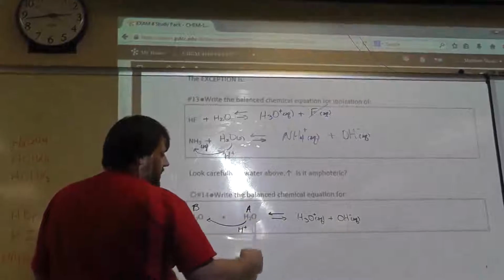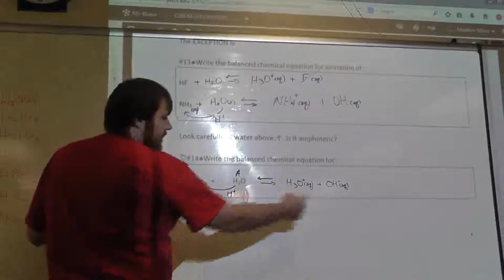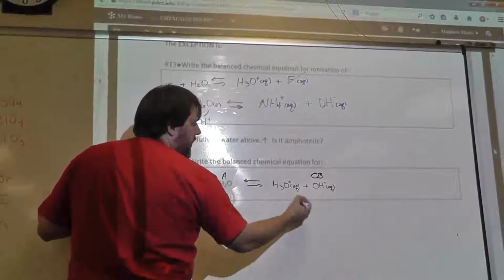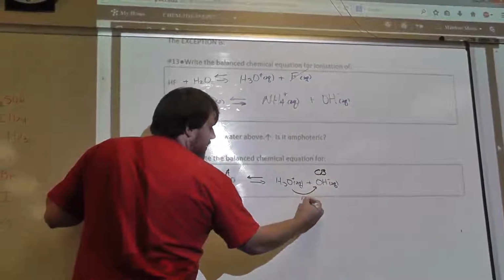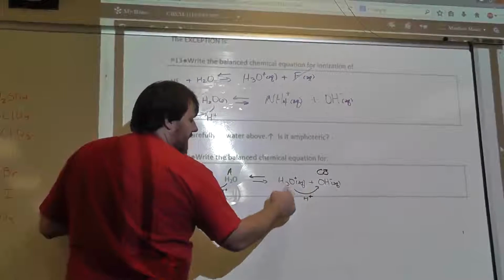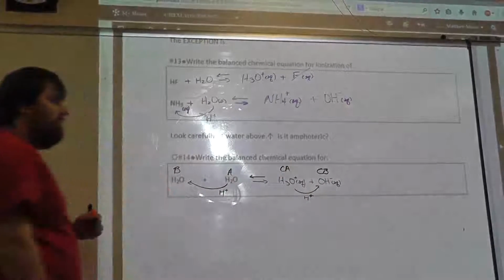If this starts out as your acid here, the conjugate base of that, so the guy who lost the hydrogen, is this guy. So he's your conjugate base. He would gain back that hydrogen to come back across, and having given up the hydrogen here, this would be your conjugate acid.